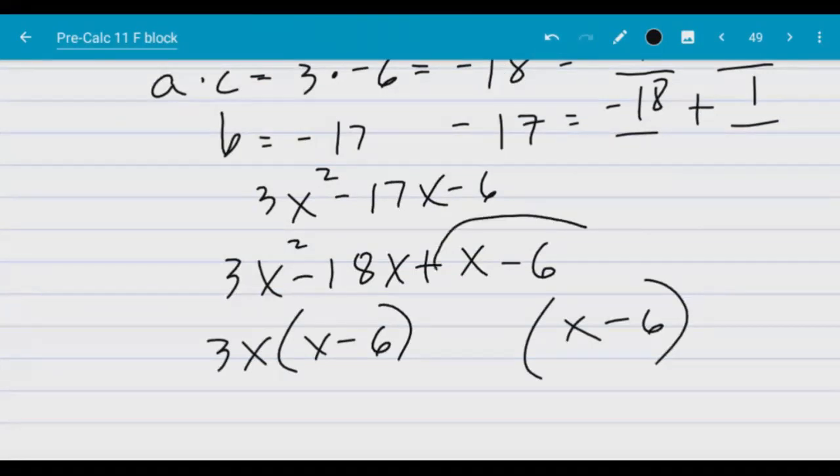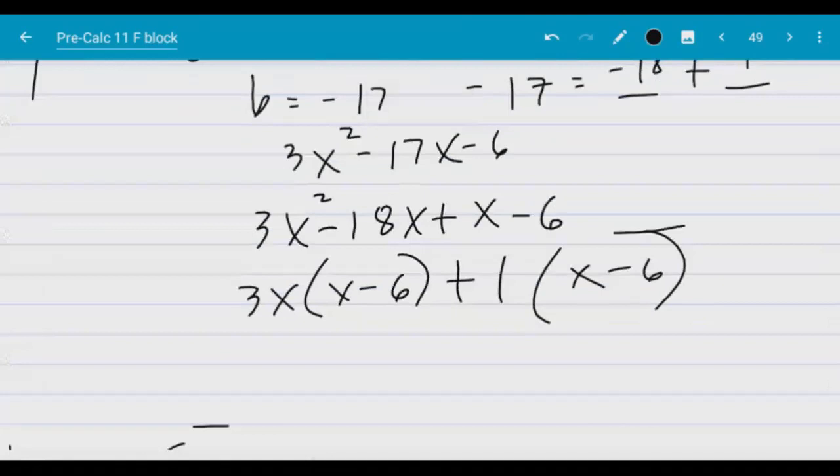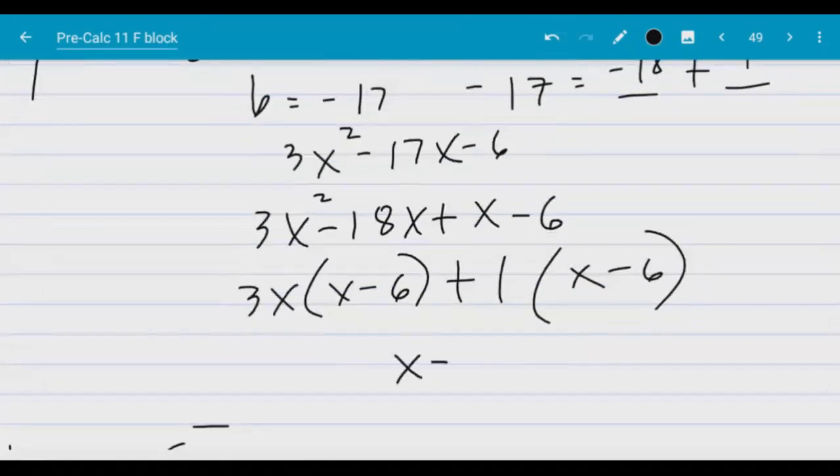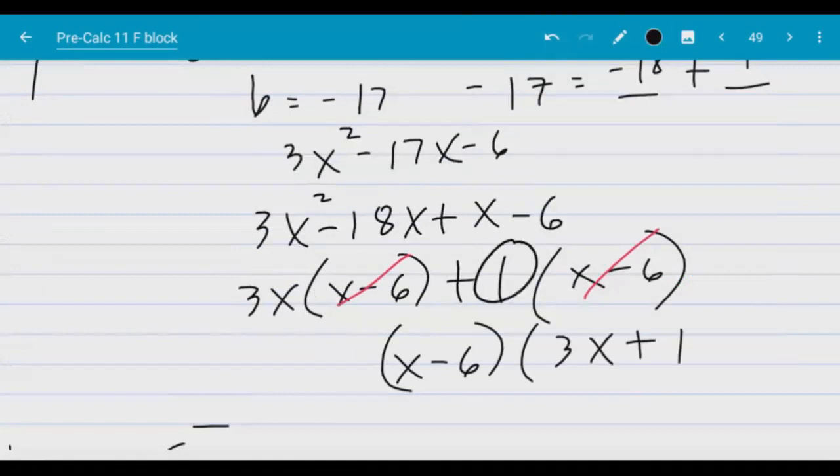If you are looking at this to factor out an x minus 6, that means the plus 1 is factored out. And what can be factored out from this whole thing? It would be x minus 6. When you do that, you are left with just 3x, this one here, plus 1, this one here.